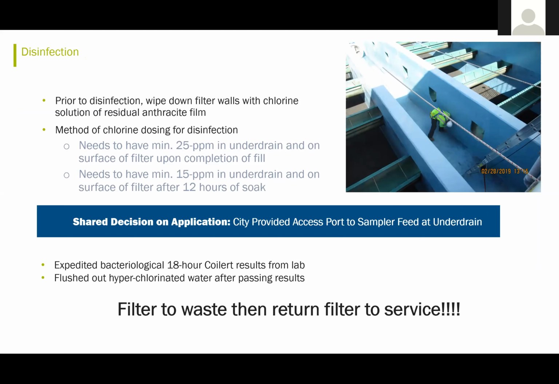So prior to disinfection, they wiped down the walls with chlorine solution, and then they chlorinated and provided a minimum of 25 parts per million in the underdrain and on the surface of the filter. And after that, they had to have a minimum of 15 parts per million in the underdrain and on the surface of the filter after 12 hours of soak.